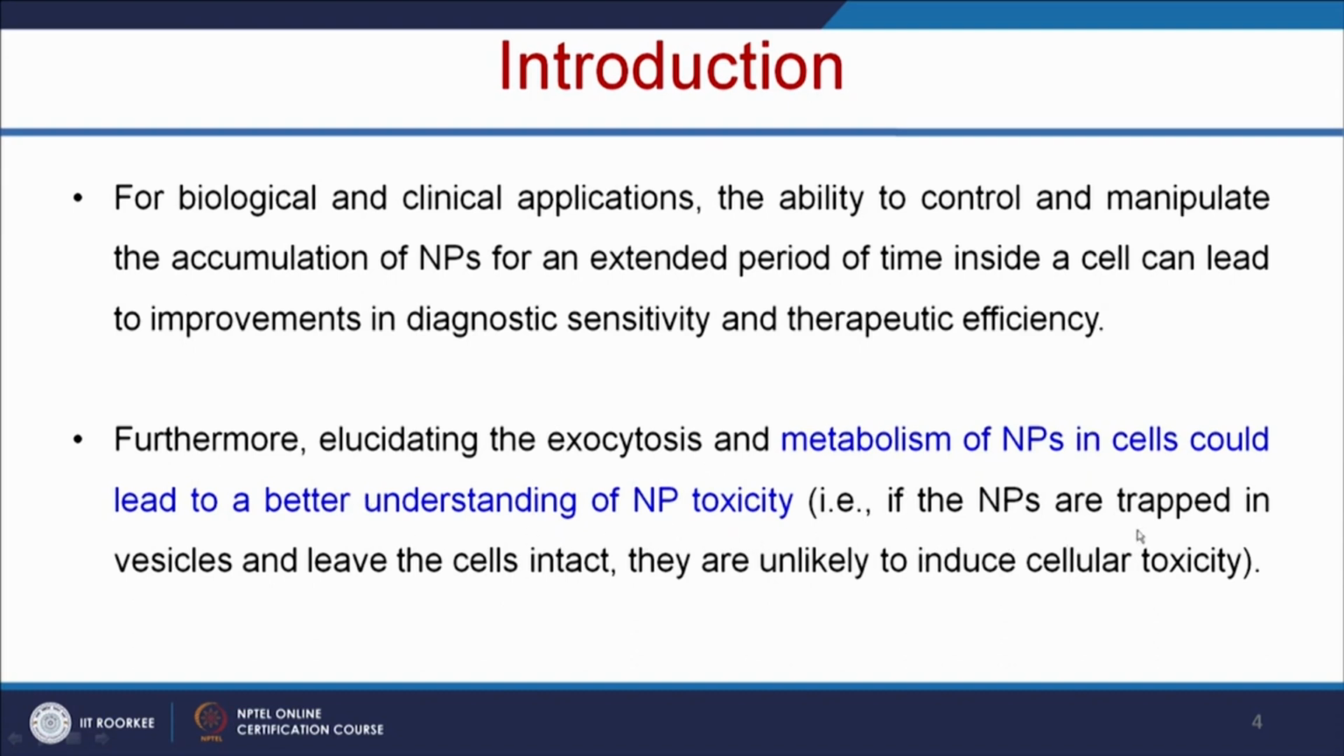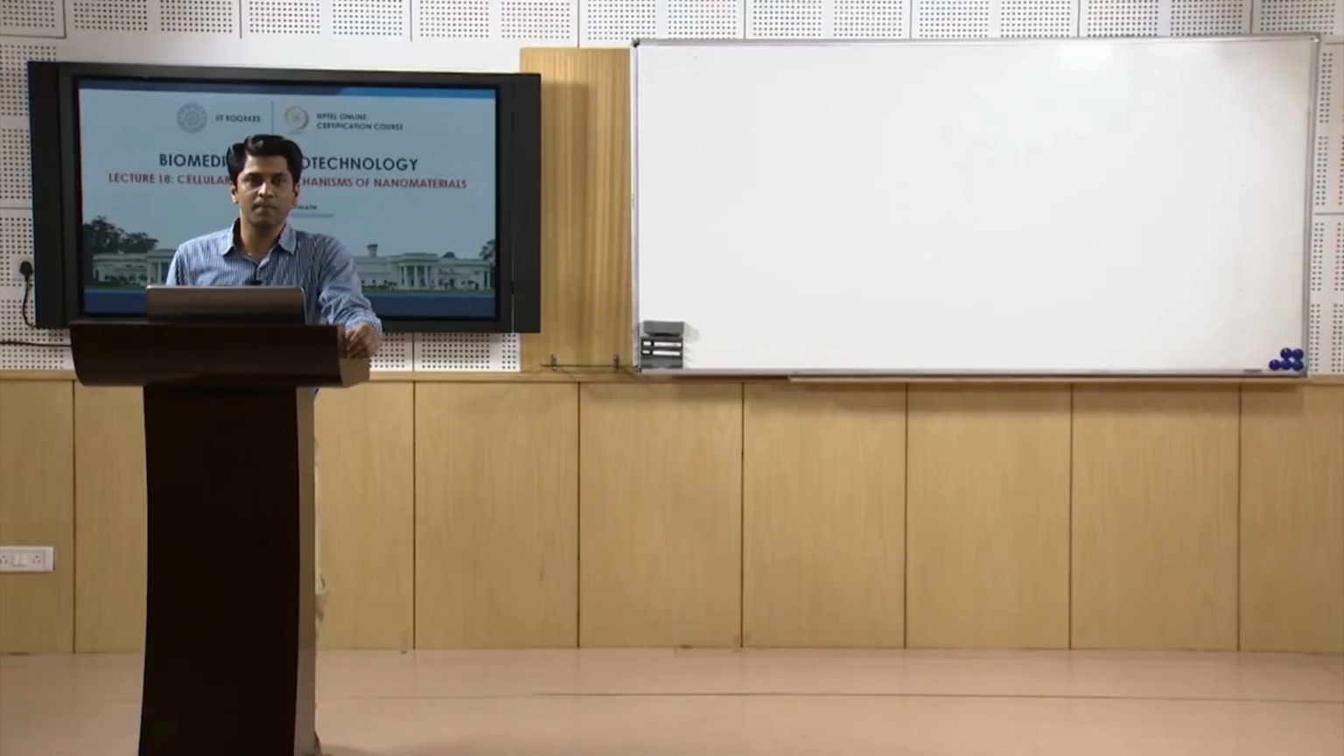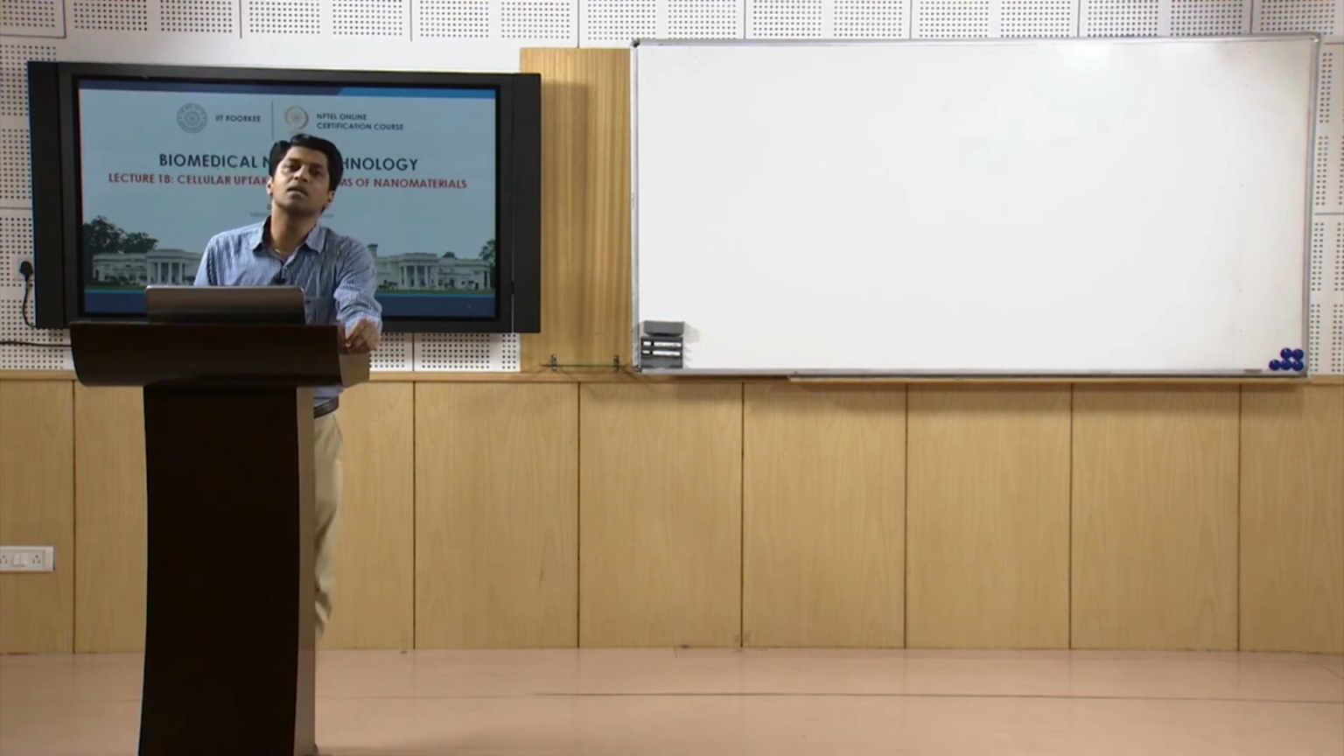That is, if the nanoparticles are trapped in the vesicles and leave the cells intact, they are unlikely to induce cellular toxicity. For example, if a nanoparticle is entering into the cell, and it is not entering the nucleus or the cytoplasm and it is leaving the cells intact, then it will not induce cytotoxicity to kill the particular cells. So it is better to understand the mechanism of how it can enter into the cell, what the subsequent process is, and how it can induce a therapeutic efficiency. Those things have to be understood thoroughly before we take the nanomedicine to clinical application.